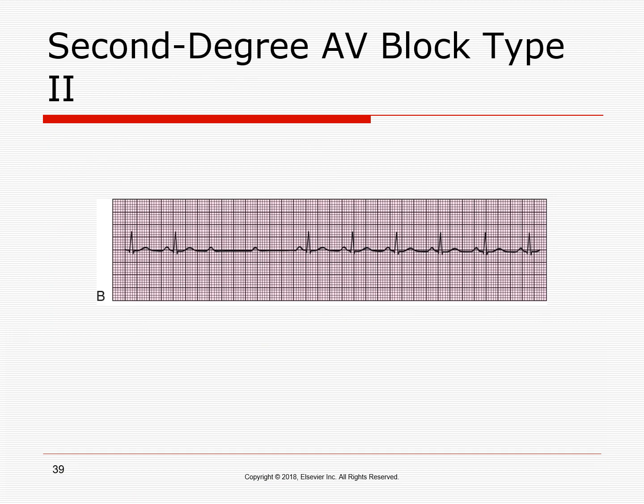And here is another picture. So you can kind of see how those P waves pretty much march out as normal, but we just lose the QRSs.